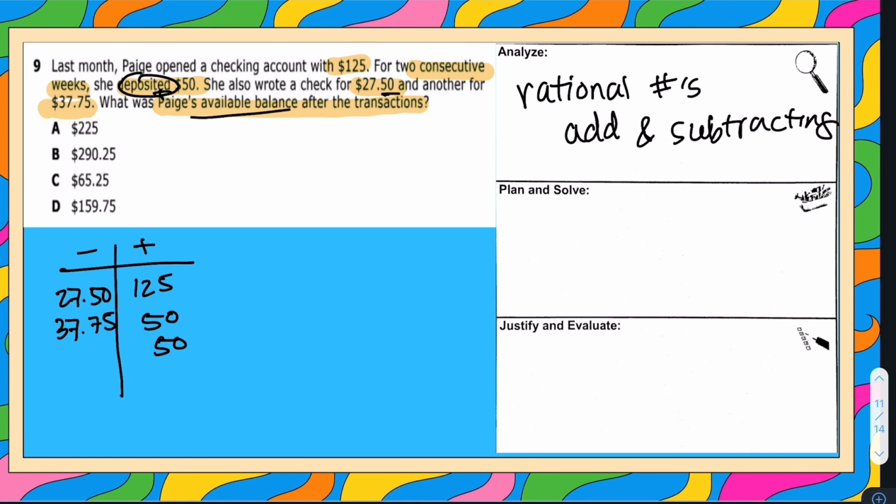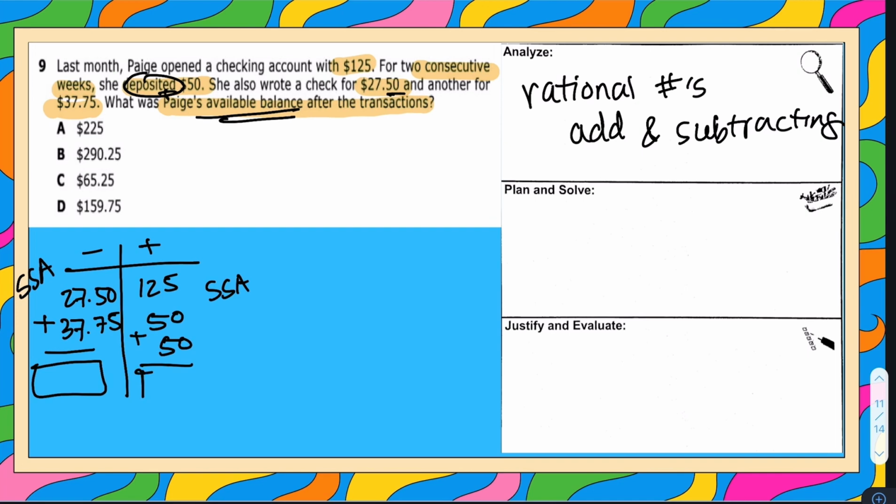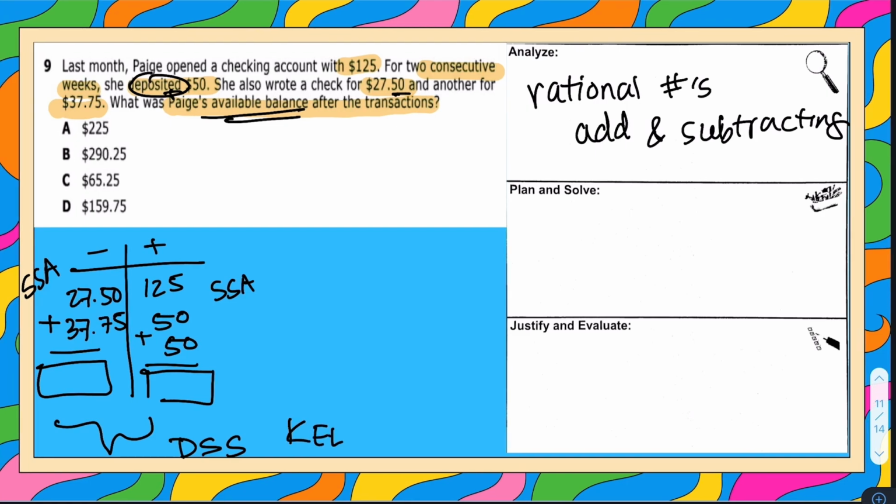And then it says, what was Paige's available balance? Notice how we have 2 sets of numbers. We have a positive set. We're going to combine these because these are same sign add. And then we're going to have two remaining numbers. And from those two remaining numbers, we are going to use different signs subtract because we have a positive and a negative number. Keep the larger.